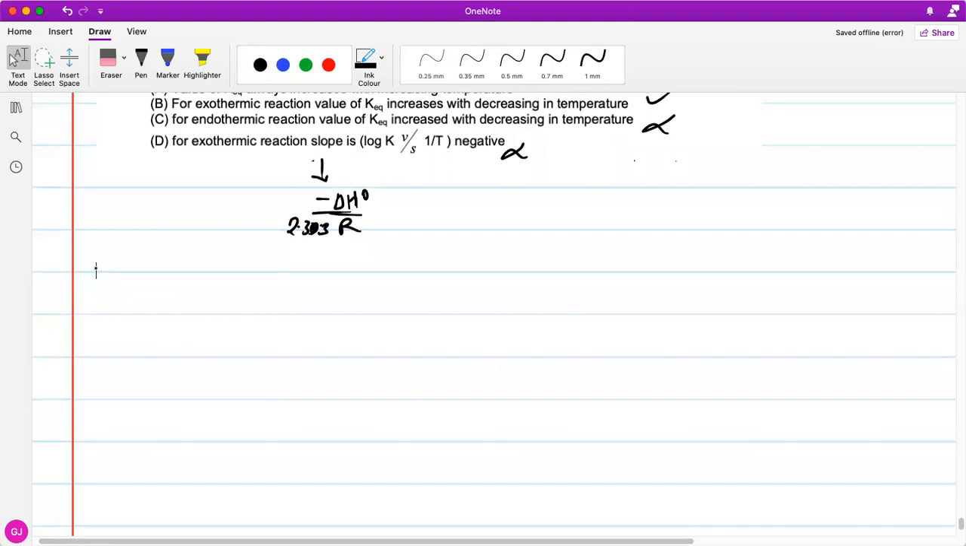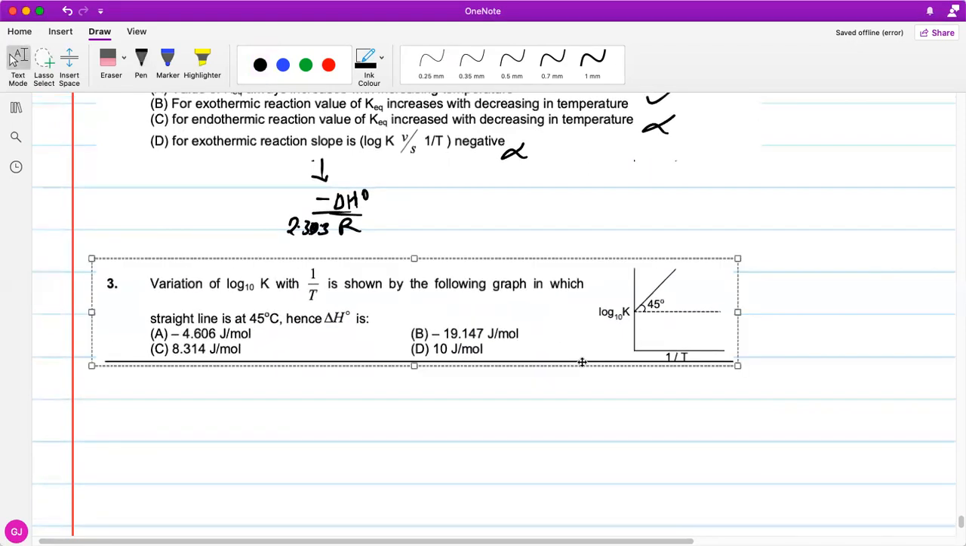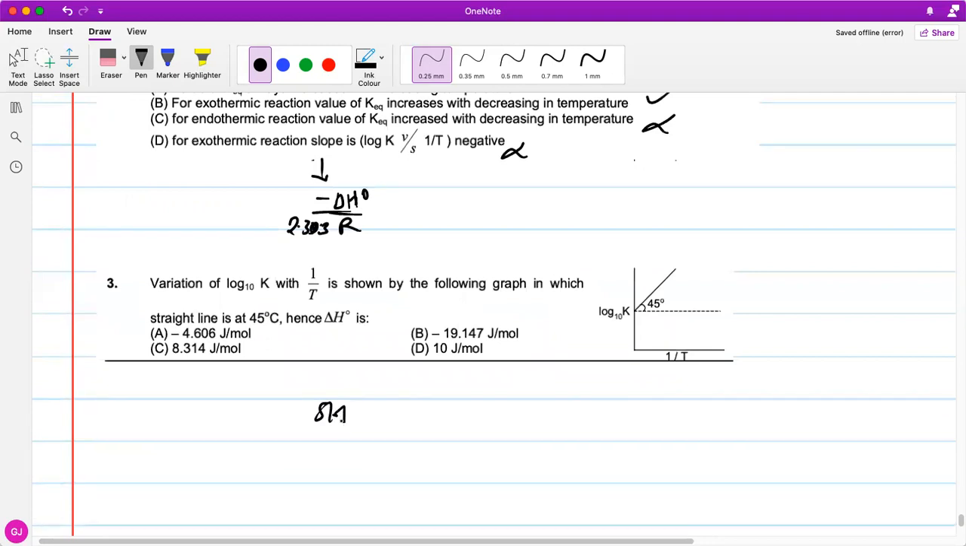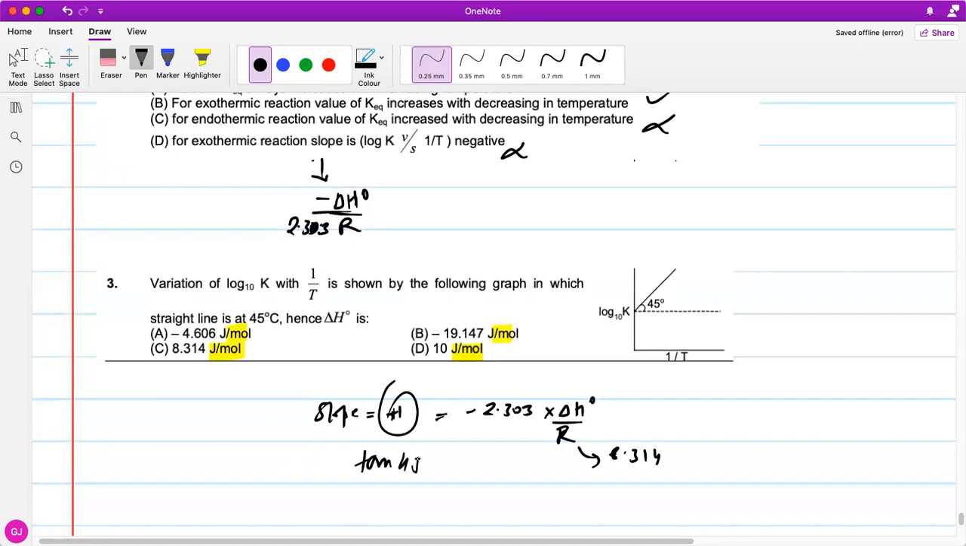So not really a problem. You can simply observe the graph and understand that the slope here is plus 1, and that should be equal to minus 2.303 into delta H naught upon R, right? Now, since the options given here are in Joule, the value of R that you'll have to choose is 8.314, right? So based on that, the answer that you're going to get is going to be the value of delta H naught, right? Slope here, why did I put slope as 1? Because it is tan 45 degree. The angle is given to you.